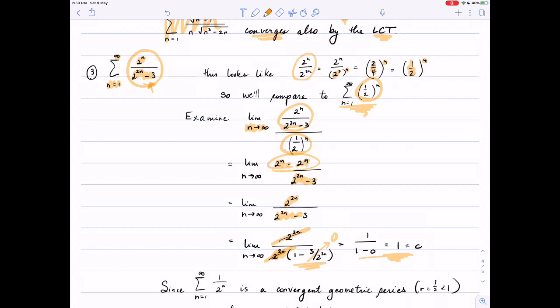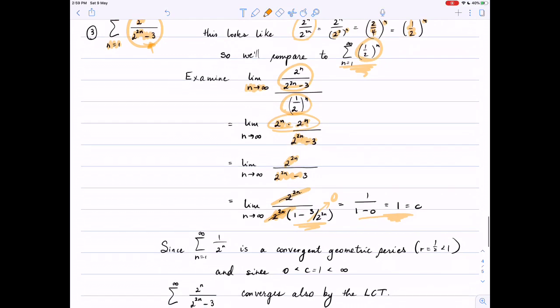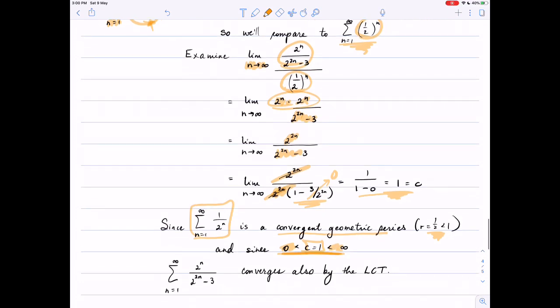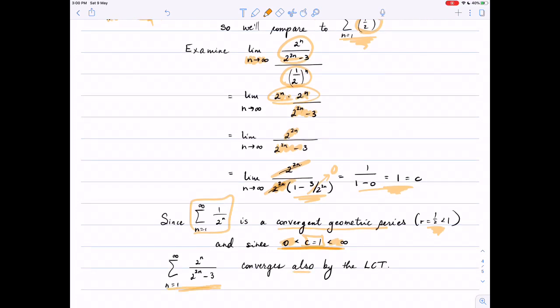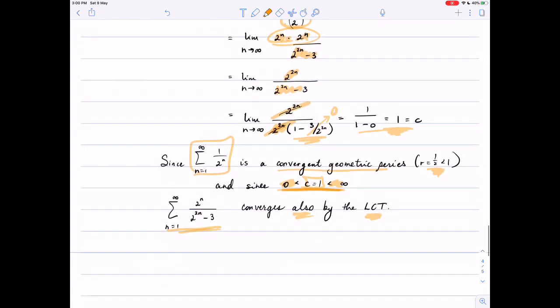When your series match very closely, it's quite common to get 1 as your limit value, but it is not the only value that is possible in the limit comparison test. So since this is a convergent geometric series, why is it convergent? You must tell me r is 1/2, which is less than 1. And since, what was the result of your calculation? c equals 1, which needs to be between 0 and infinity for the limit comparison test. This series converges also by the limit comparison test.